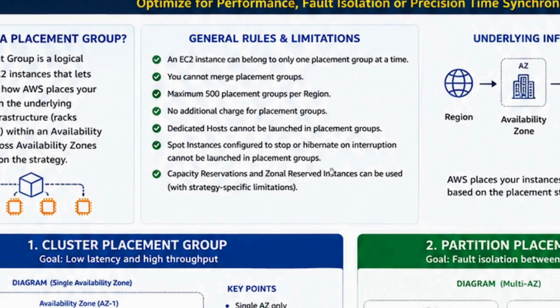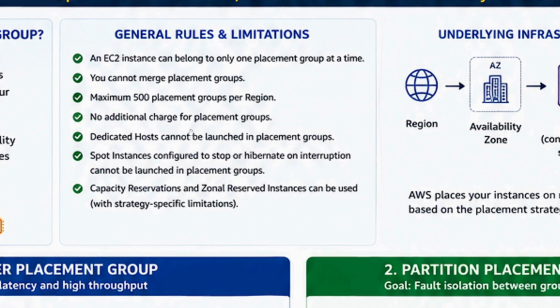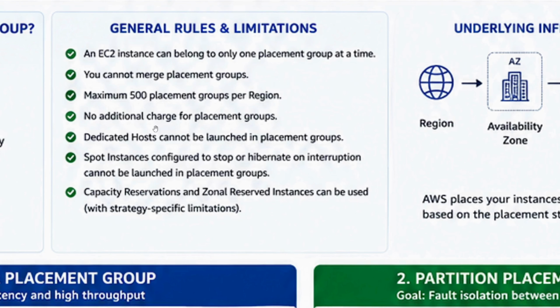Now, a few rules and limitations. Like I spoke, an instance can belong to one placement group at a time, except for precision time and cluster that I have explained to you. You can have a parent-child relationship there. You cannot merge placement groups. Only 500 placement groups per region. That is the maximum, up to 500. No additional charge. You don't pay for anything for the placement group.